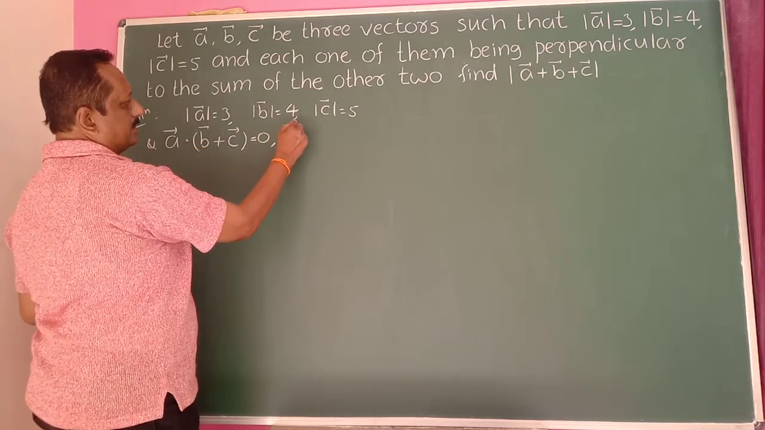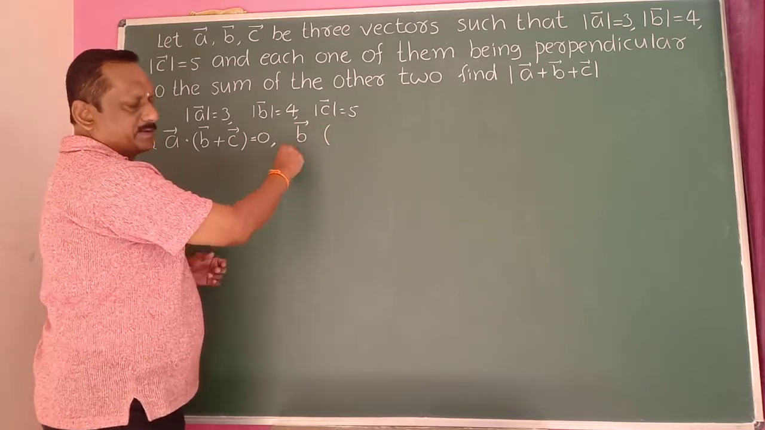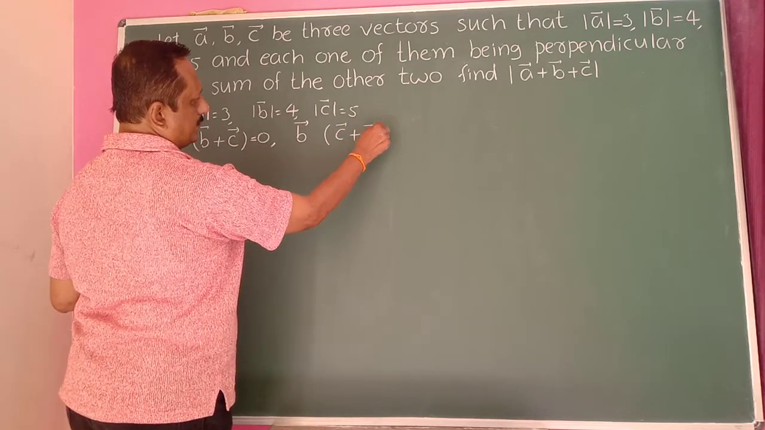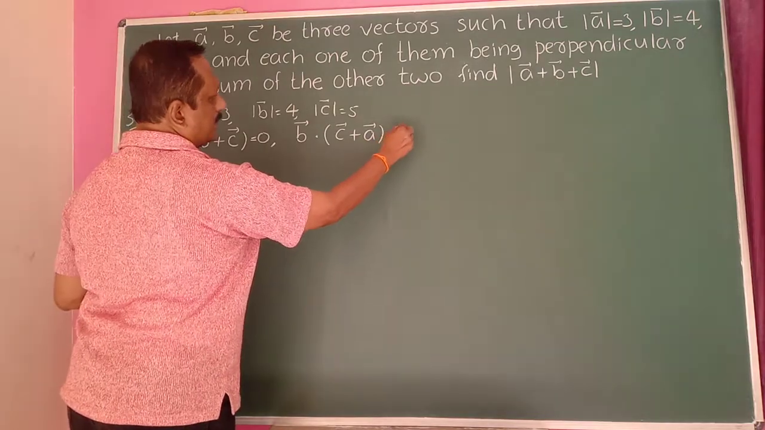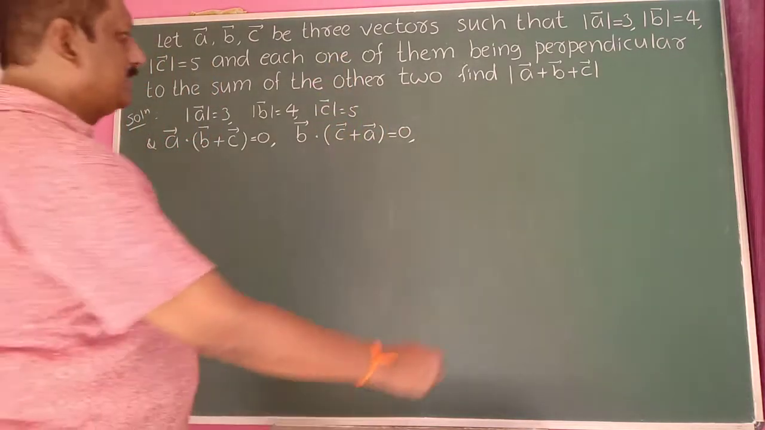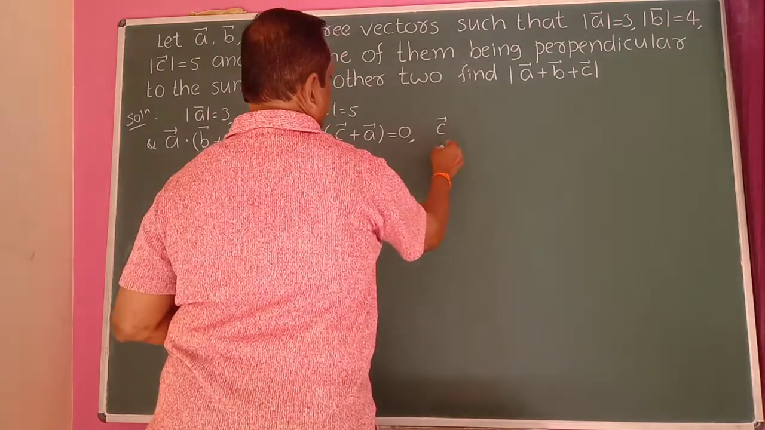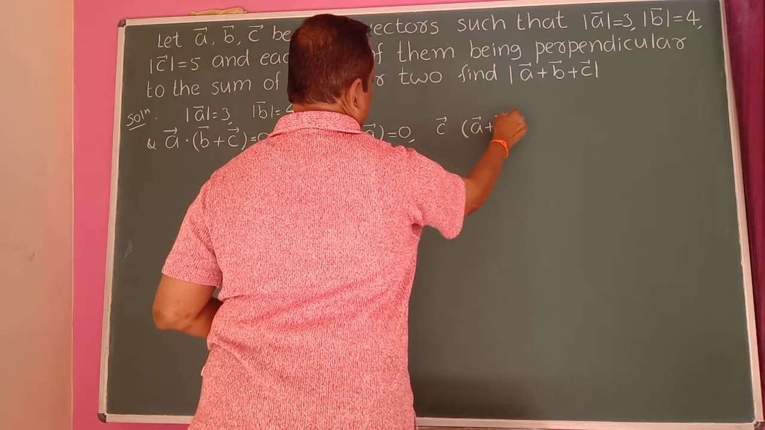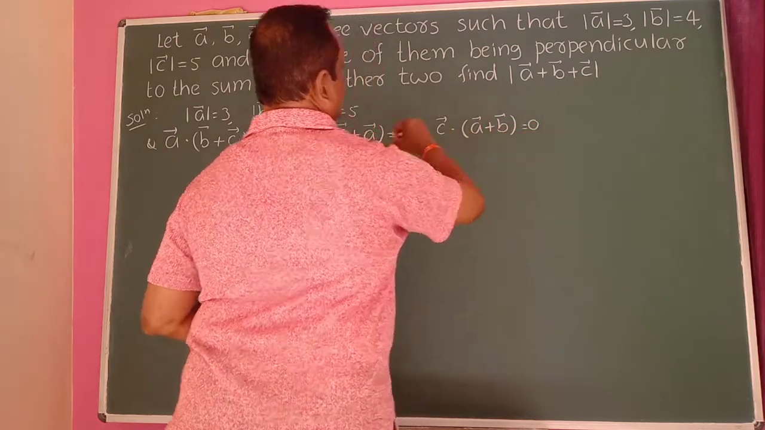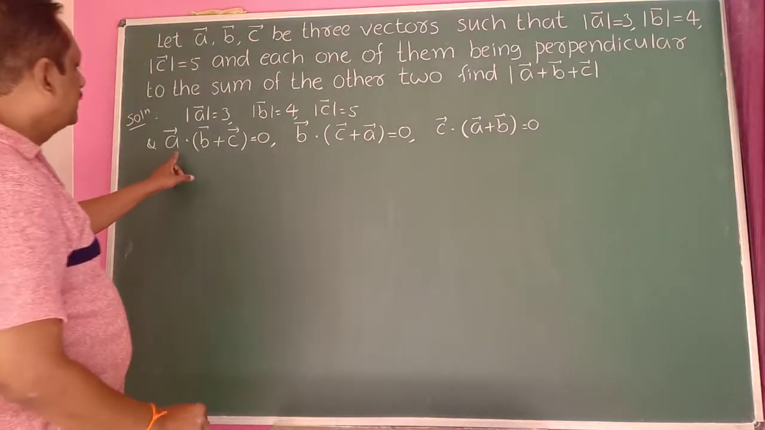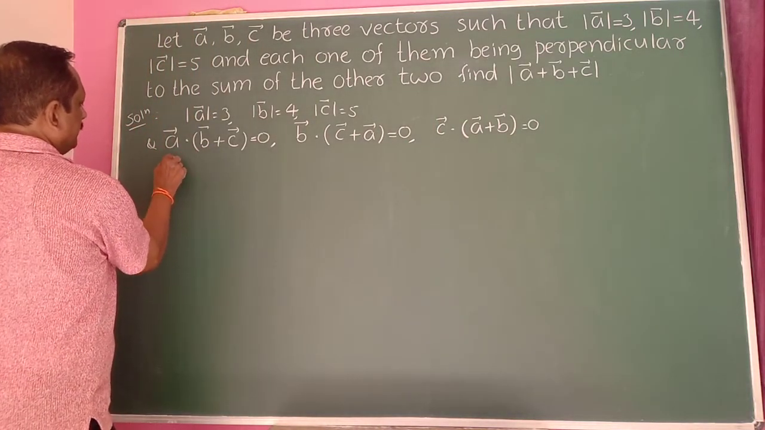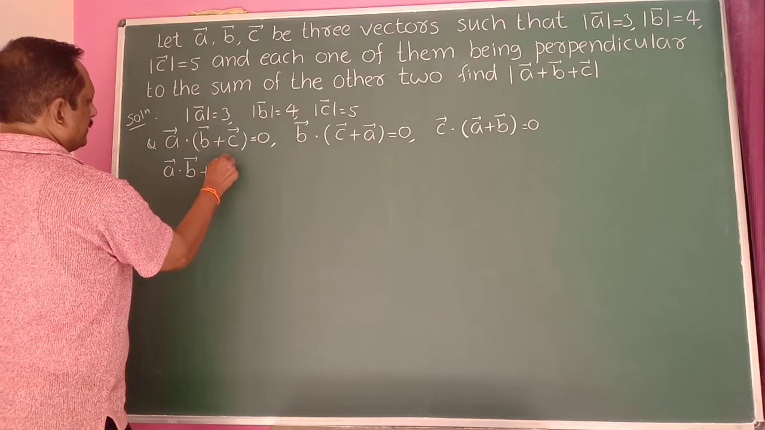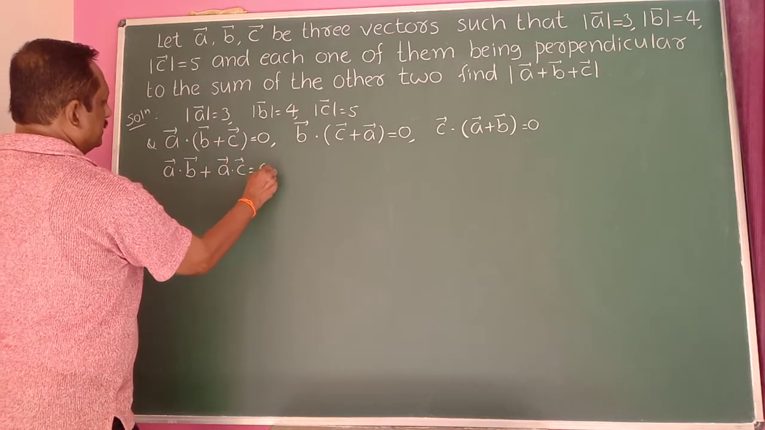Suppose you take the vector B bar, then this vector is perpendicular to the sum of the other two, meaning C bar plus A bar. They are perpendicular, so the dot product is 0. Suppose we take the vector C bar, then this vector is perpendicular to the sum of the other two, therefore the dot product is 0. Next, take A bar inside the bracket: A bar dot B bar plus A bar dot C bar is equal to 0. Take this as result number 1.